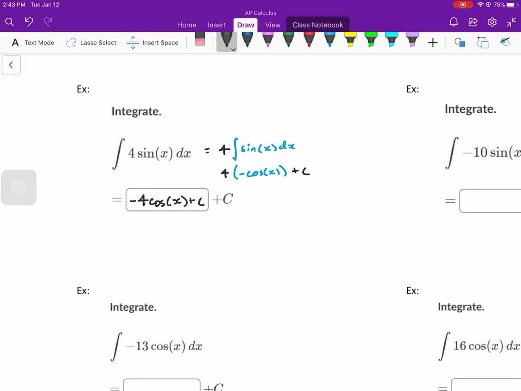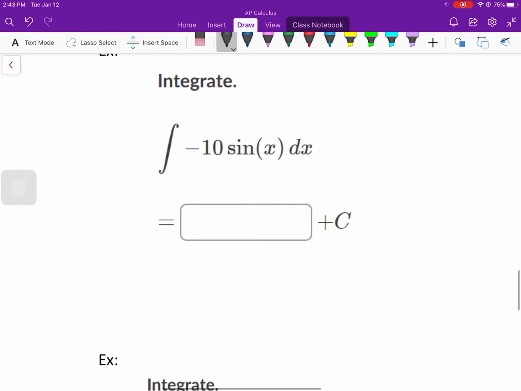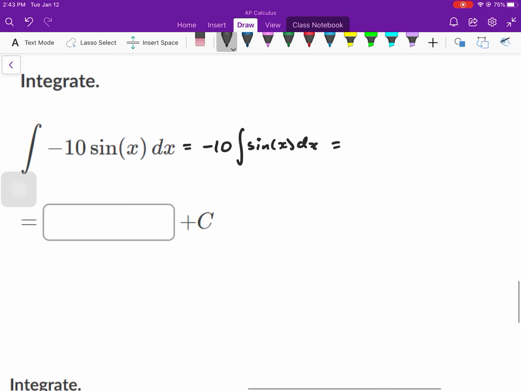So that's the way sine works. The antiderivative of sine becomes negative. Over here, you can already see that if the antiderivative of sine is negative cosine, there's a double negative. Bring that negative 10 out to the front, and the antiderivative of sine is going to be negative cosine. And then the double negative is going to actually make it positive.